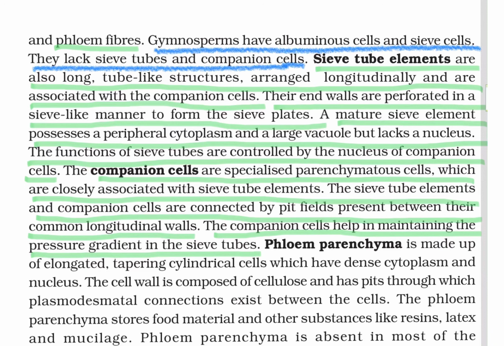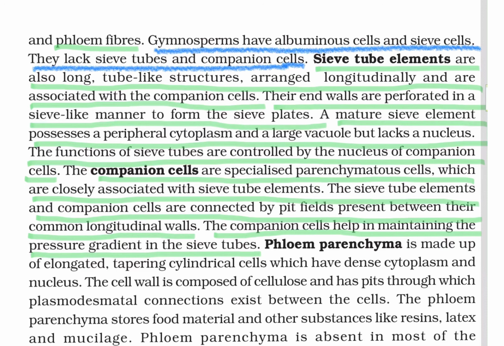But in higher angiospermic plants, the sieve tube elements are present, and along with sieve tube elements, companion cells are also present. Sieve tube elements are long tube-like structures arranged longitudinally, that means lengthwise, and are associated with companion cells. Their end walls are perforated in a sieve-like manner to form sieve plates. Sieve-like means like a sieve, with small holes, that type of structure. A mature sieve element possesses a peripheral cytoplasm and a large vacuole but lacks a nucleus. This is the main point which you have to remember.